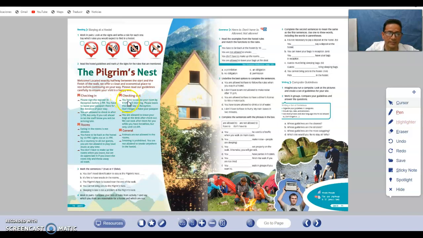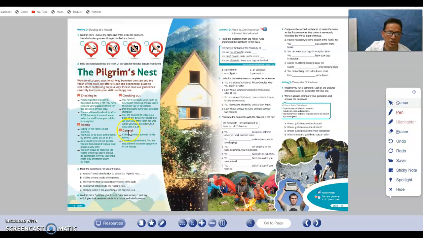Checking out. You have to vacate your room by 8 a.m. each morning. Please leave the room key at the reception. Don't forget to have your passport stamped. You are allowed to leave your bags at the desk after checkout. We can look after them for you while you have breakfast, but only until 10 p.m.